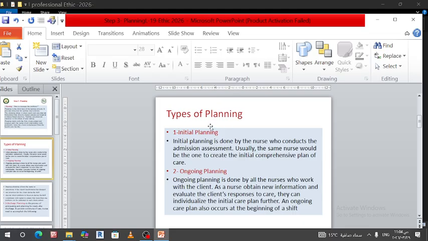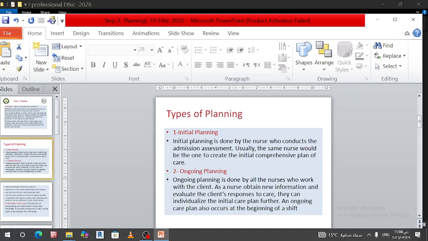For this reason, there are types of nursing planning: initial planning, ongoing planning, and discharge planning. Initial planning is done by the nurse who first contacts the patient, and some nurses want to create an initial comprehensive plan of care.